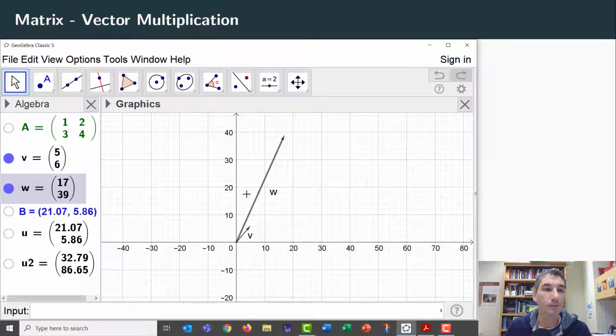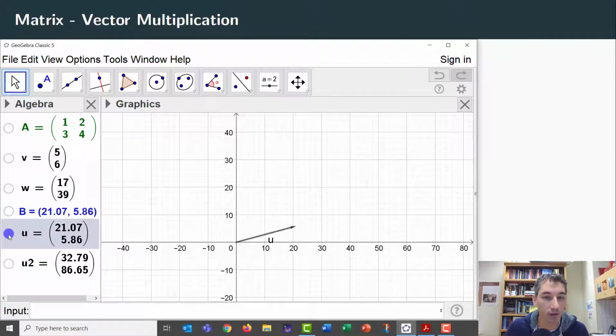Okay, it's much longer. So it turns out that this matrix is stretching this vector. It made it longer, for one, but it also rotated it. And that's what a matrix does. It stretches vectors and it rotates vectors. So it's two things. And if you have a different matrix, you would have gotten a different stretch and a different rotation, but also if you had a different vector.